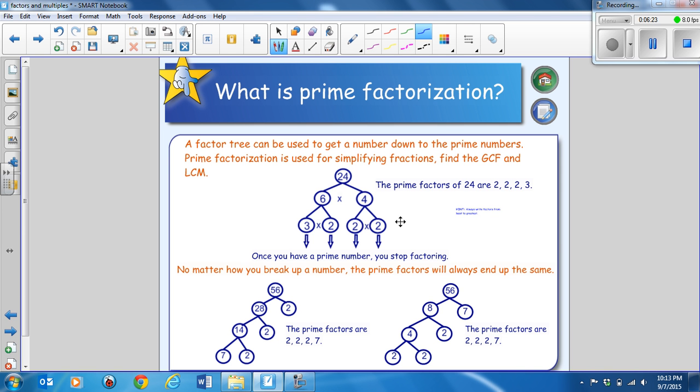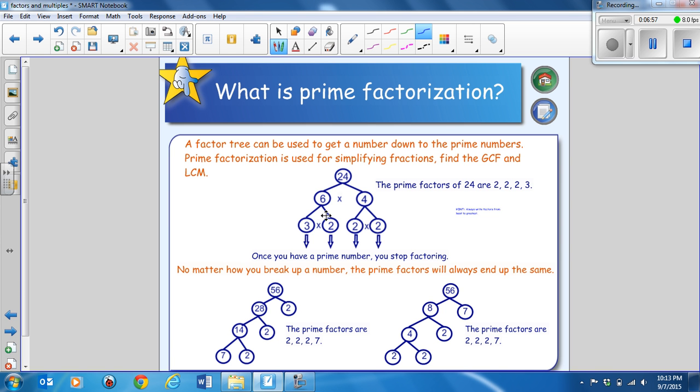So let's take a look at 24. We could say, well, 6 times 4 equals 24, so we break it down into two numbers, okay? And then we're going to break down each of those until we get to prime numbers. So remember, prime numbers are numbers that only 1 and itself go into. So 3 times 2 equals 6, and then 2 times 2 equals 4. So notice all these numbers are now prime. So we have 3 times 2 equals 6, times 2 equals 12, times 2 more equals 24.